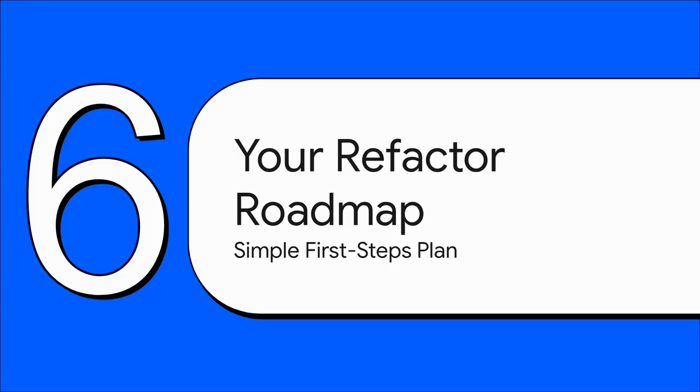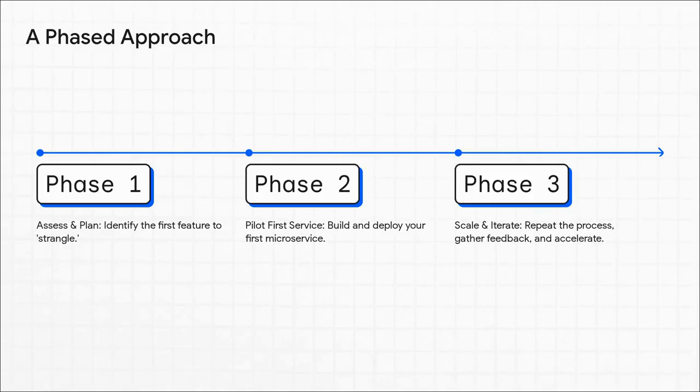Okay, so where do you actually start with all this? Let's wrap this up with a super simple, actionable roadmap. Think of it as a template for your very first steps. It's really just 3 phases. Phase 1, assess and plan. Look at your monolith and find that one perfect, low-risk feature to be your first target. Phase 2, pilot. You build that first service and deploy it using all those safety tools we just talked about.